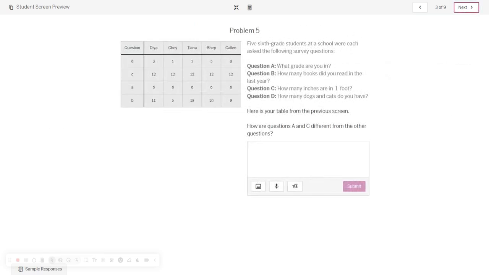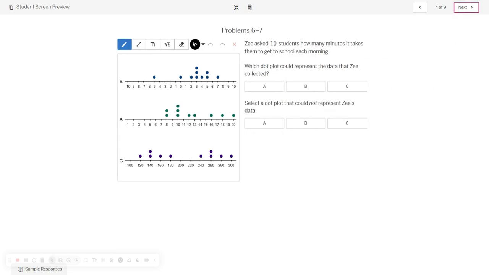Okay. How are A and C different? There is only one answer for each. How many inches are in a foot? Definitely 12. But what grade are you in? They only talked to sixth graders, and so they only got 6. But if you were out at lunch, second lunch anyways, you could get a lot more students.